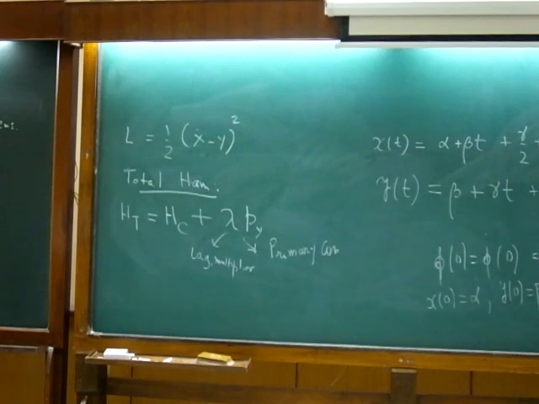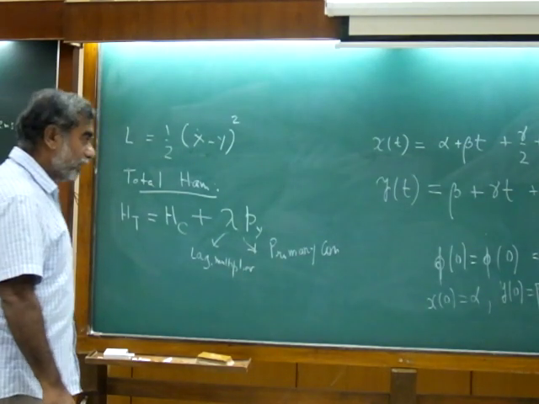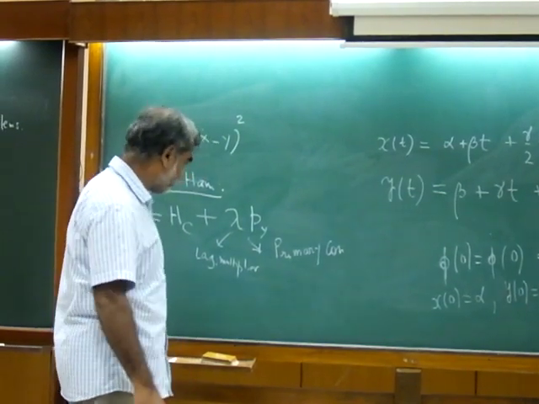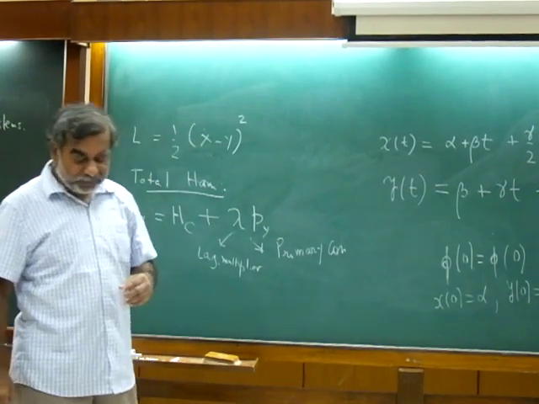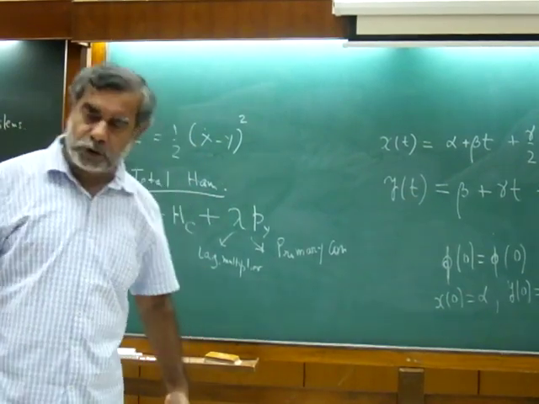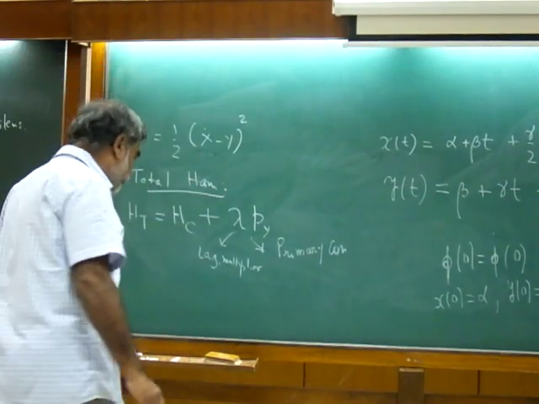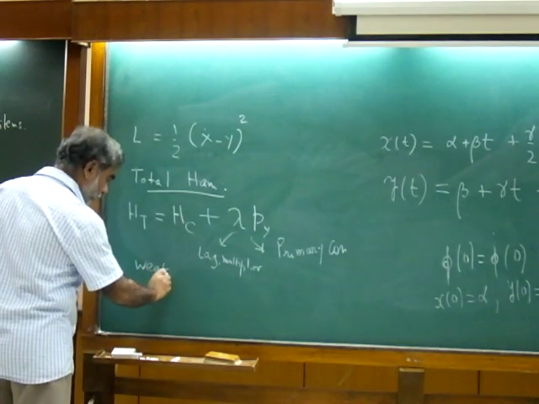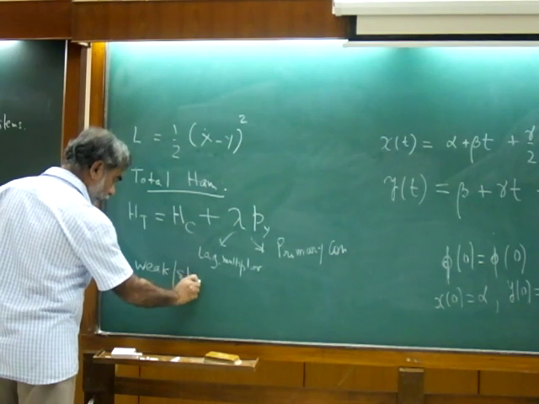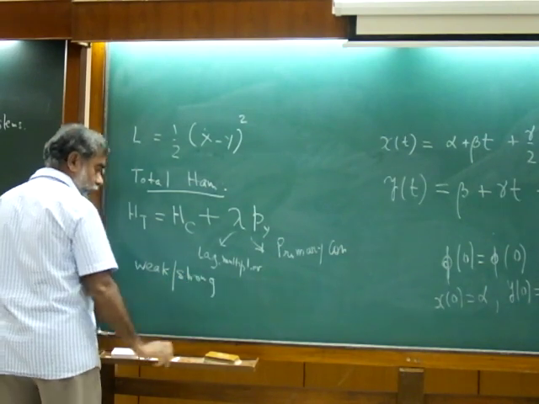Then the next step comes. What is the next step? Well, the next step is that he introduces the notion of the weak and the strong equality. This is a very important notion. Weak, strong.